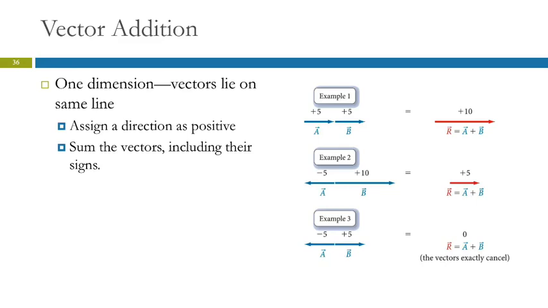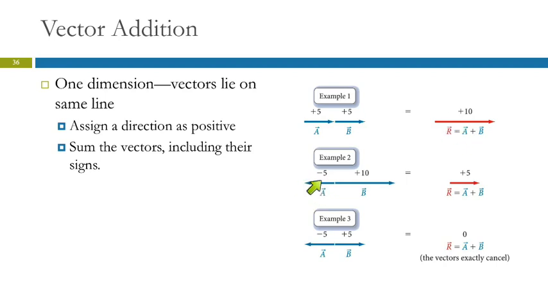Let's look at vector addition just quickly. In one dimension, this isn't too bad. It's like adding numbers on a number line. Positive numbers go in one direction, negative in the other direction. So if we're adding 2, positive 5, the number indicates the magnitude, and the sign indicates the direction of the vector. So if we take plus 5 and plus 5, that gives us plus 10.